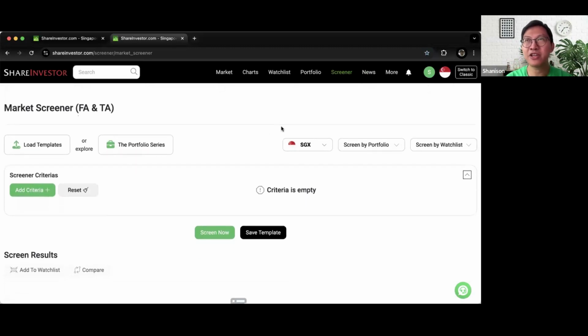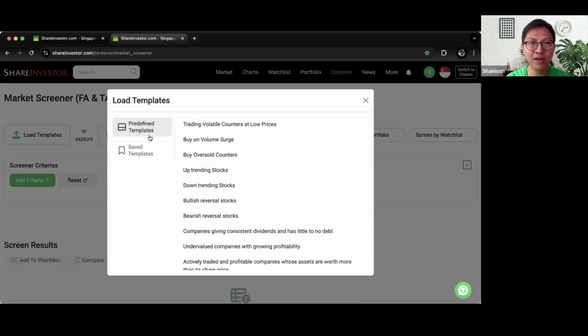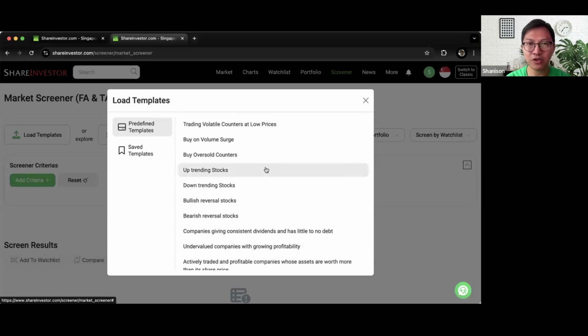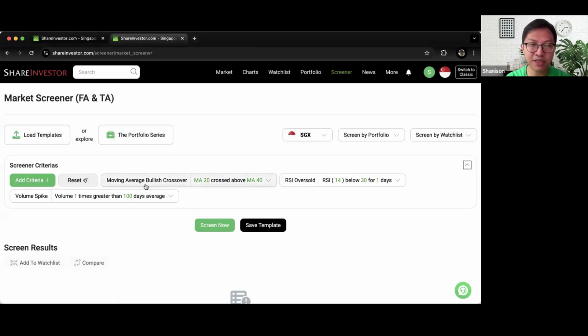Once it comes to this page, it presents you a few things. First, if you don't know how to start, we have a few templates for you. These are called predefined templates, for example, buy on volume search, uptrend stocks. These are predefined by us. If you don't know what one does, you can click on it to see it. Buy on volume search, for example. You click on it, and then you're able to see that this criteria is being populated over here.